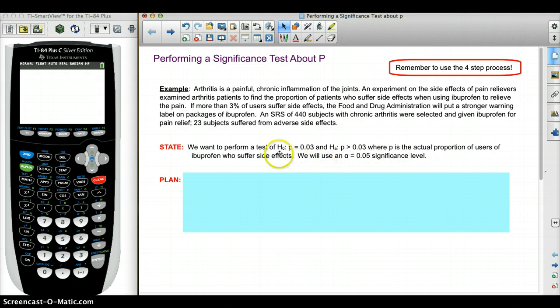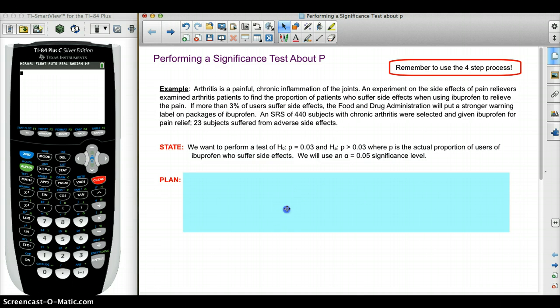Okay, so when you're doing your state, make sure you tell them you're going to perform a test of what your null hypothesis is, what your alternative hypothesis is, what your statistic or parameter is that you're going to be using. So here we're using a proportion, and then also what significance level you're going to use.